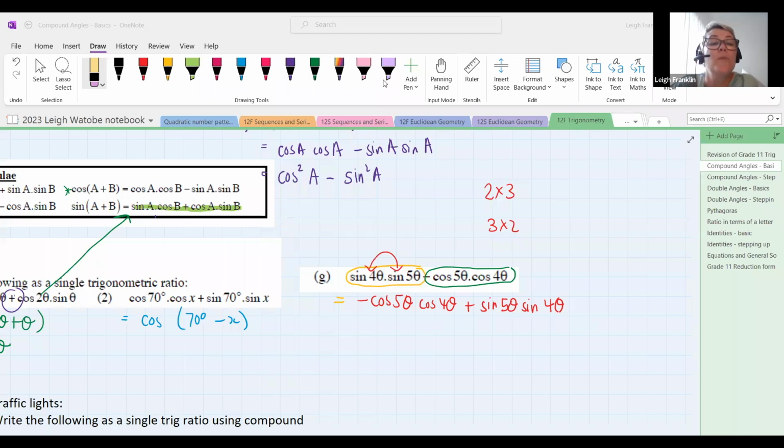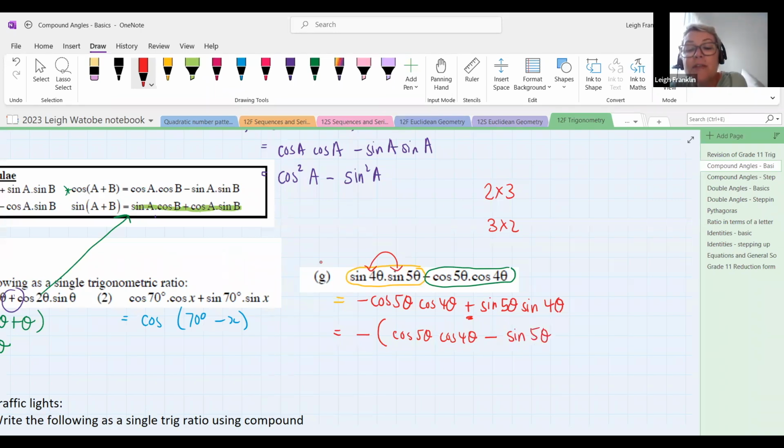Brilliant. So we're going to take out the negative. We're going to factorize it out. I'm going to take it out and use brackets. So inside we've got cos 5 theta, cos 4 theta. And if I want a plus here, I need a minus over there, because a negative times a negative is a positive. So this gives me sine 5 theta, sine 4 theta, like so. So my ratio is going to end up being negative.